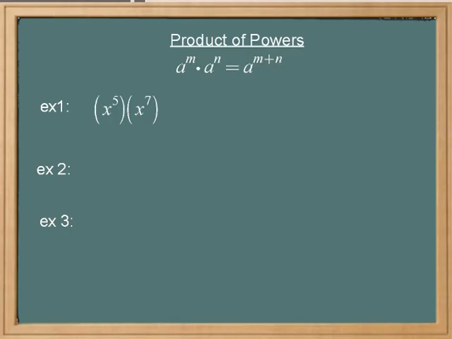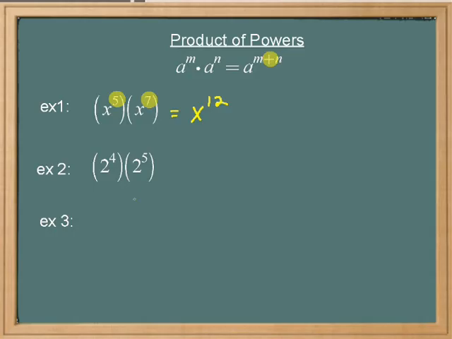And we know that according to the description, we're going to take that 5 and that 7, and it looks like they want us to add. So I'm simply going to say 5 plus 7 equals a power of 12. So our base x is to the 12th. Final answer is x to the 12th. Next example, example 2. Now we have 2 to the 4th times 2 to the 5th.